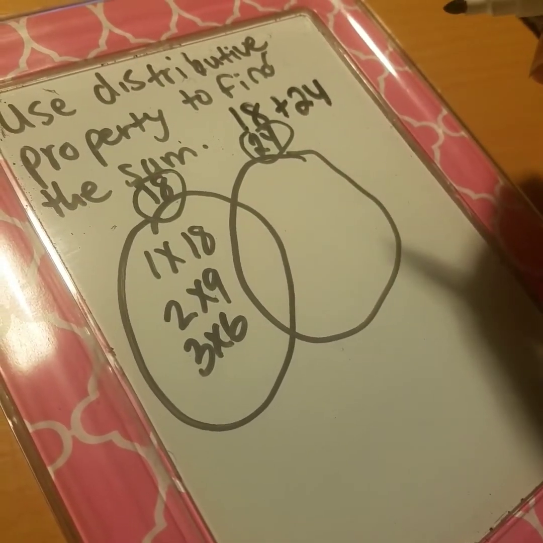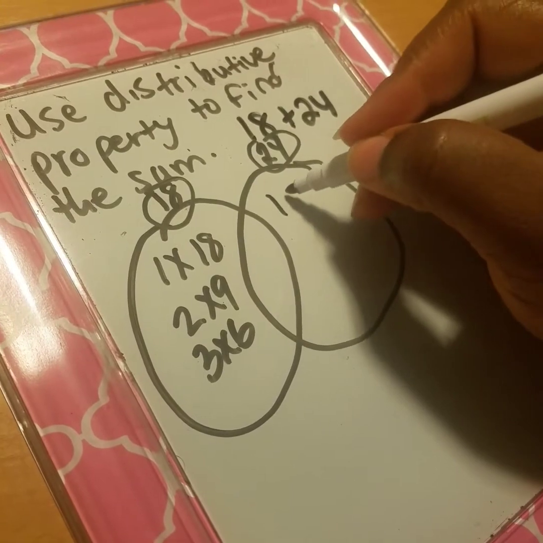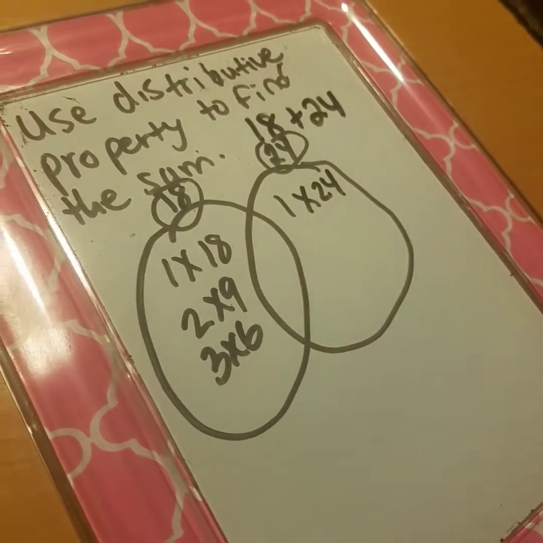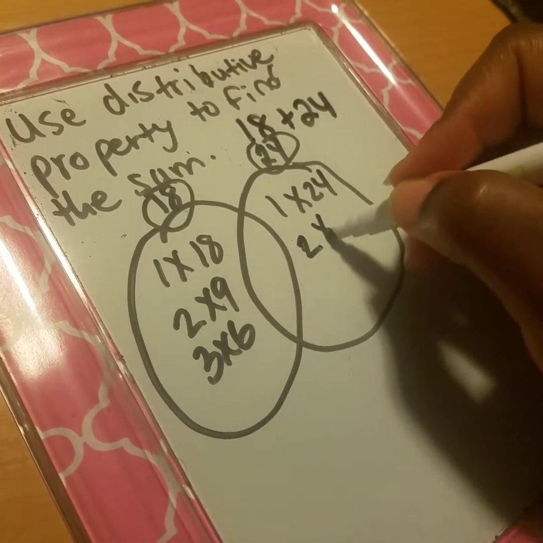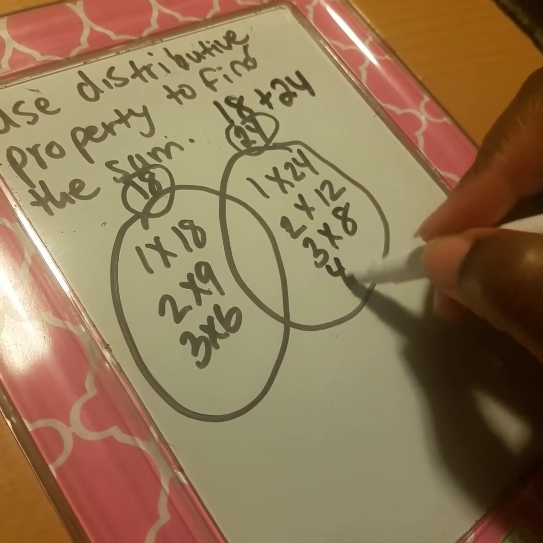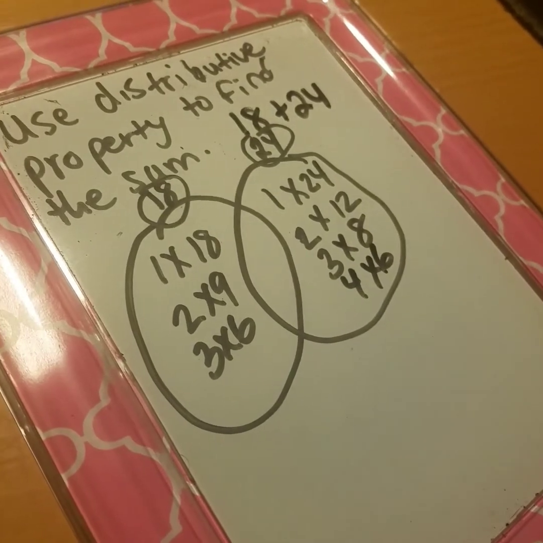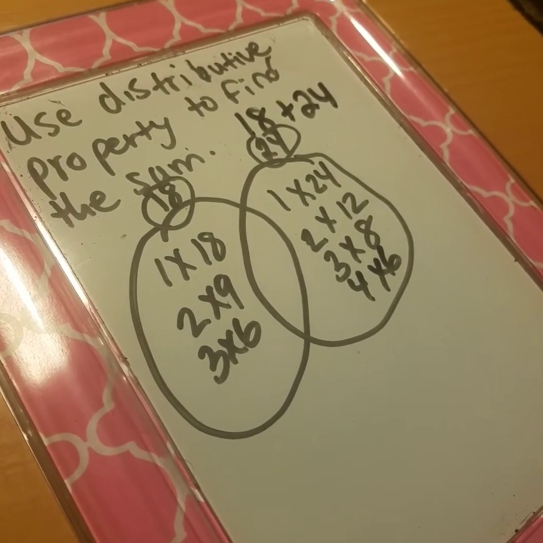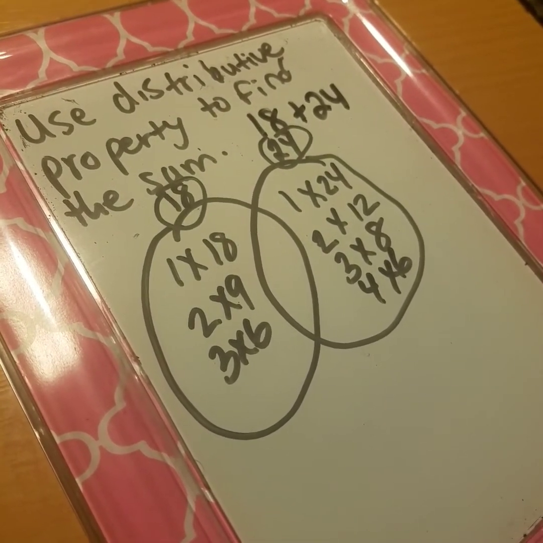So now let's find the factors for 24. 1 is always a factor of the number. 2 times 12, 3 times 8, 4 times 6. 5 doesn't work, and 6 is already there. So now we have all of our factors for 24.